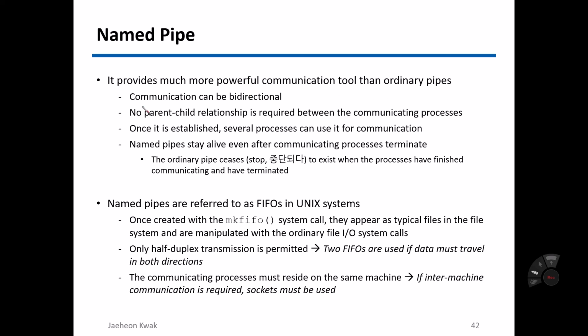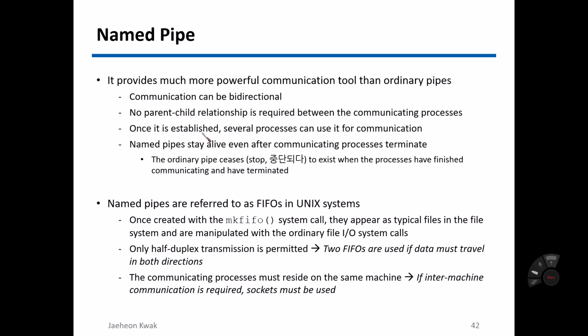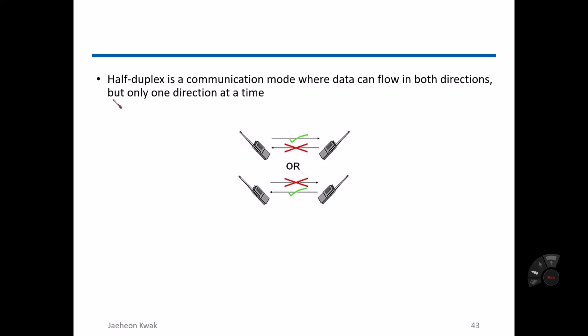So communication can be bidirectional. So one pipe can flow like this and this. However, only half duplex transmission is permitted. So you cannot send and receive data at a time. It's like a walkie-talkie, in Korean, 무전기. So communication can be bidirectional. However, they only support half duplex communication, where data can flow in both directions, but only one direction at a time.